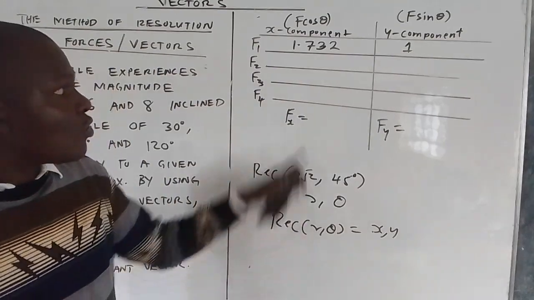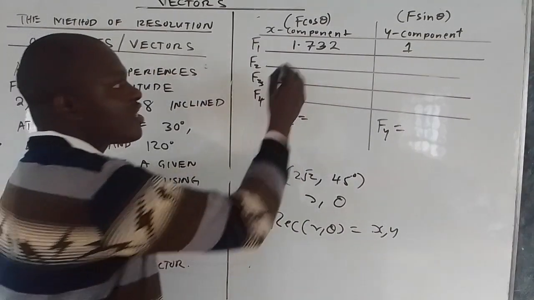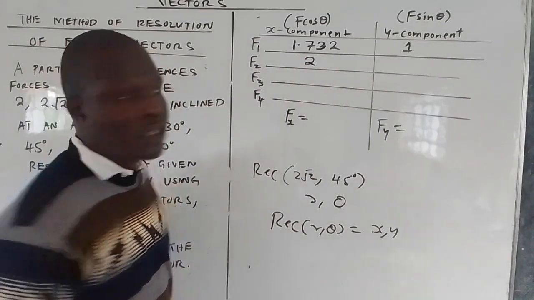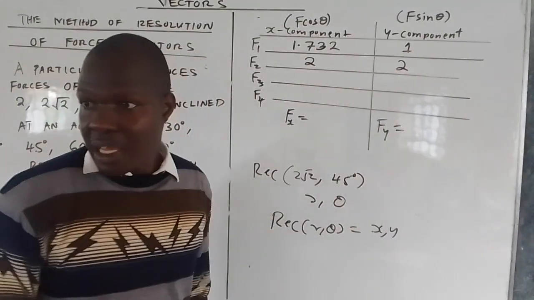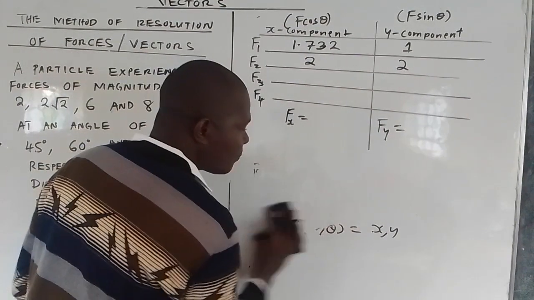Give me the first value. What is x? 2. X is 2. Then what is y? 2. Are we together? Move to the next one.